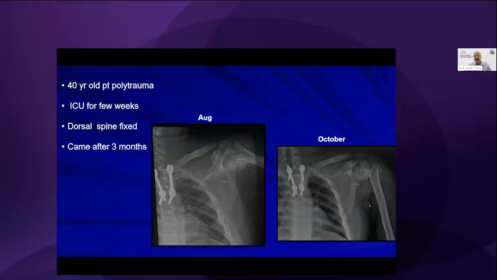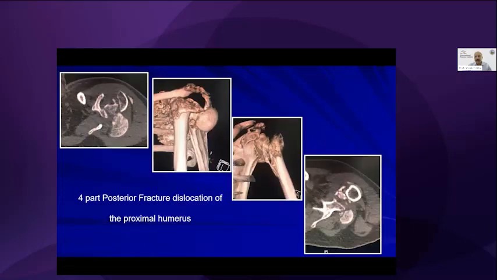The chest x-rays showed the rib cages and did not go right up to the proximal humerus, and hence this fracture got missed. Three months later, he comes to us with a fracture dislocation of the proximal humerus. We got the CT scans done, and this is the CT scan which you can see.